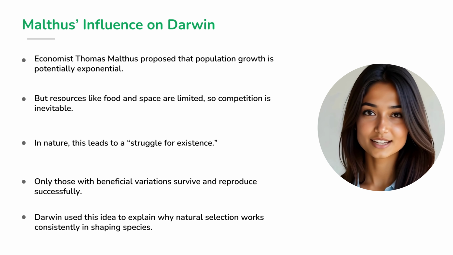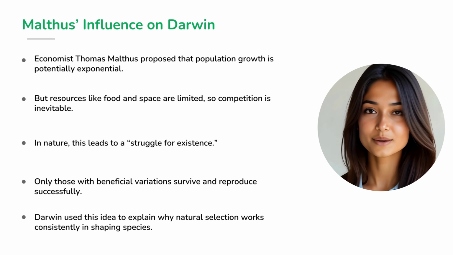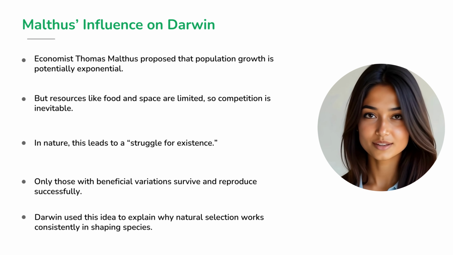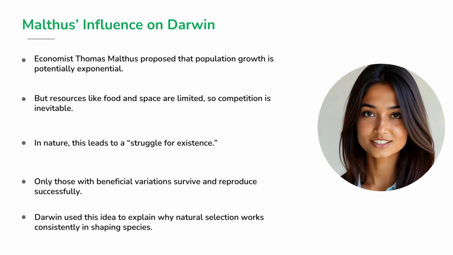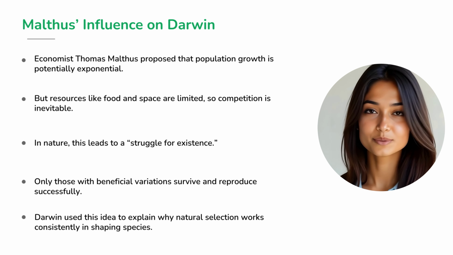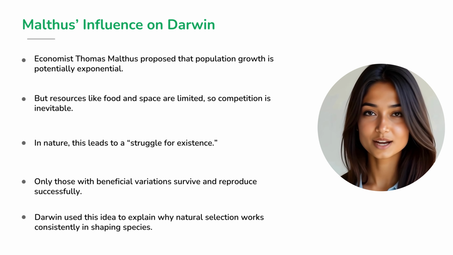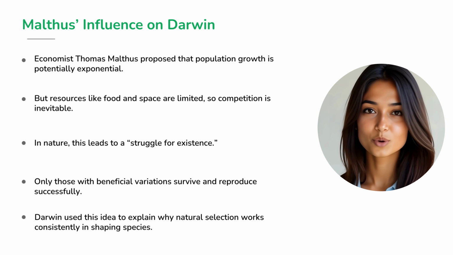An interesting fact is that Darwin was inspired by an economist, Thomas Malthus. Malthus observed that human populations could grow exponentially, but resources like food and space were limited. This imbalance, he argued, led to poverty and struggle. Darwin applied this idea to nature. He realized that in every ecosystem, there is a constant struggle for existence. In this struggle, only individuals with beneficial variations survive and reproduce successfully. This simple yet powerful idea became the backbone of Darwin's theory: natural selection operating continuously in the real world.